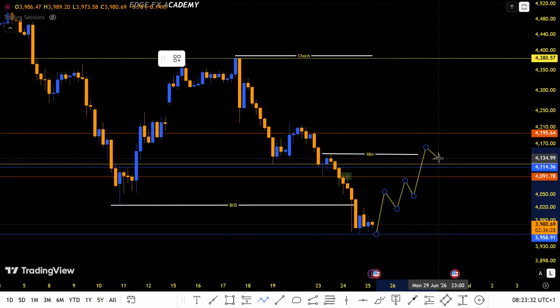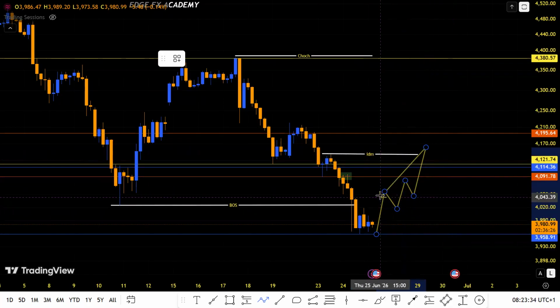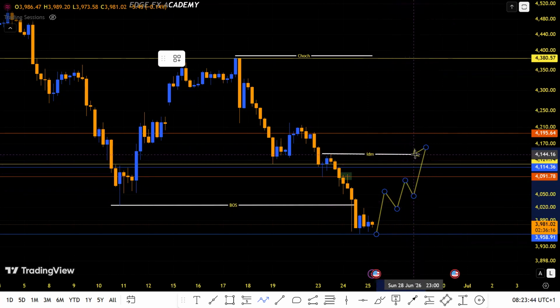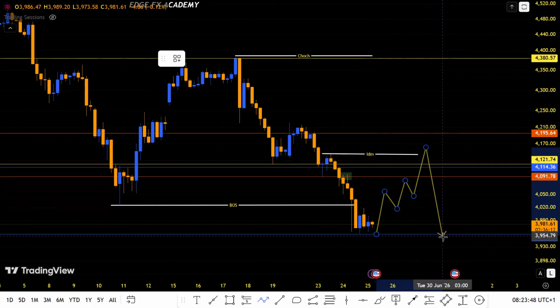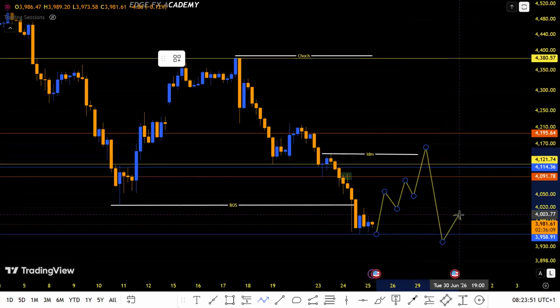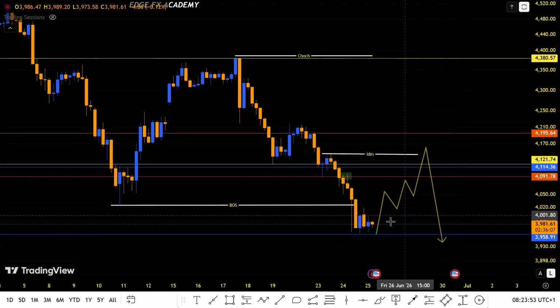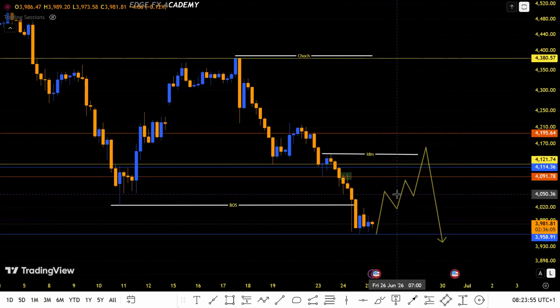This is what I expect: it comes to mitigate this inducement. It's going to be up and down like this, because the market does not go in a straight line. It's going to be small swing high, swing low, swing high, swing low until you get to this inducement. Then when you get to the inducement, I'm interested in selling this market again. In the meantime, my major interest is to buy.